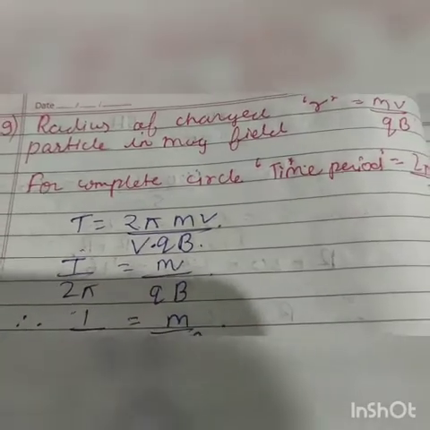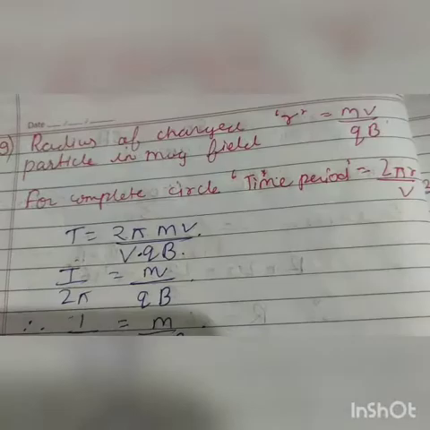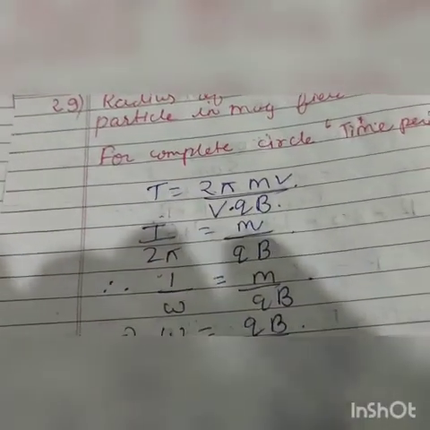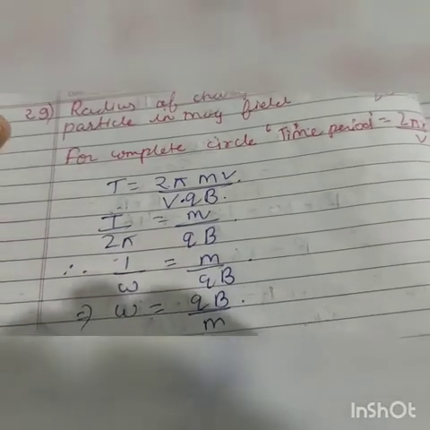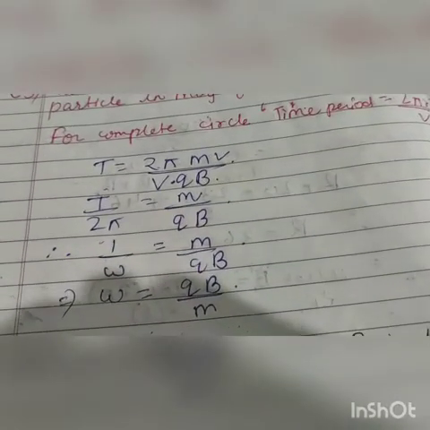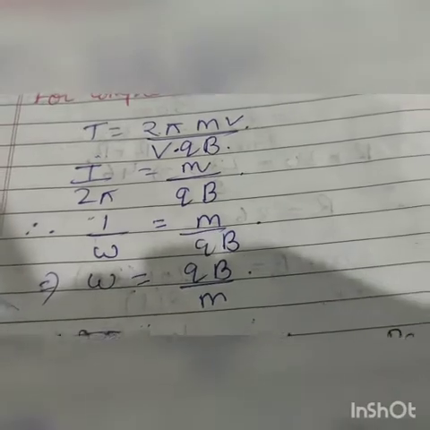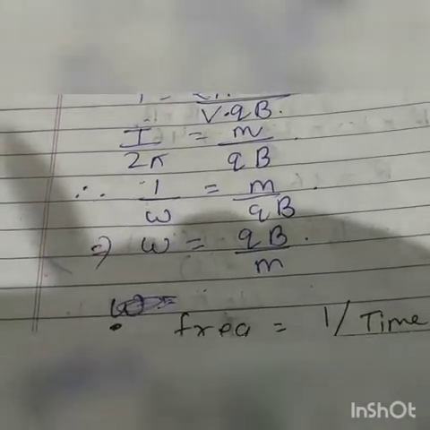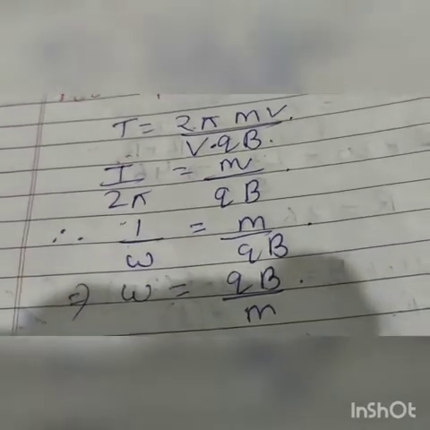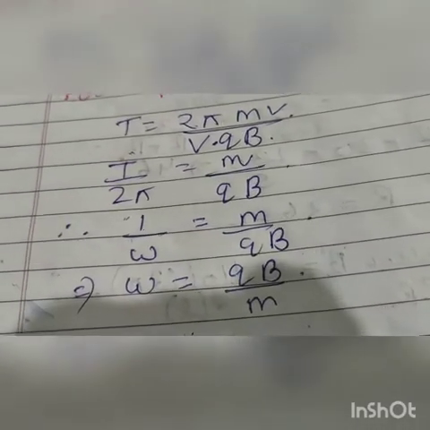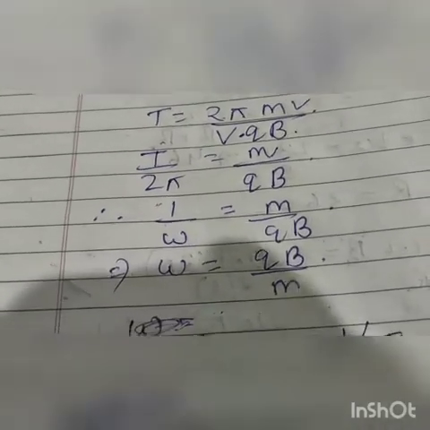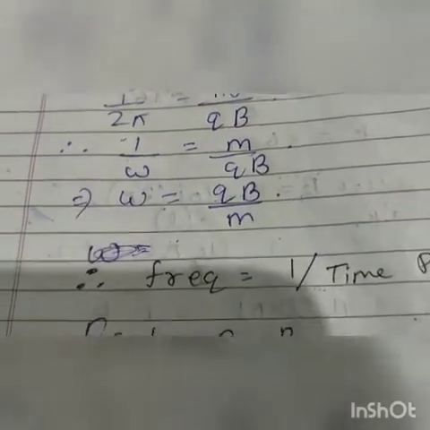So for a complete circle, the time period is 2 pi r by v. So here T is equal to 2 pi mv by vqB. So T by 2 pi is equal to mv by qB, where v cancels. As we know, omega, that is angular frequency, is equal to 2 pi by T. So 1 by omega is equal to m by qB. So omega is equal to qB by m.